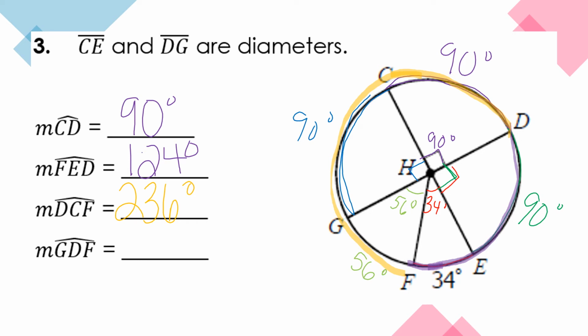And our final arc that we're looking for is GDF. So we're going to start at G, go through D, and then end all the way at F. So that is the entire circle minus GF, which is 56 degrees. So 360 minus 56 is going to give us 304 degrees.